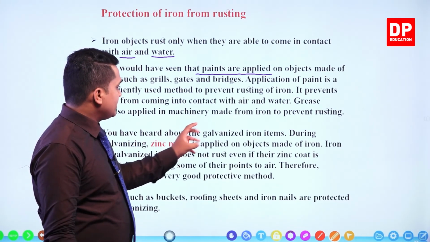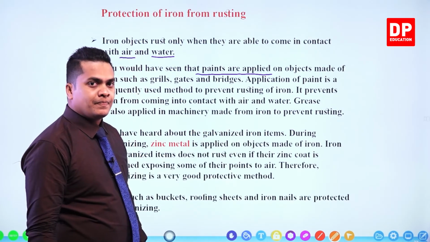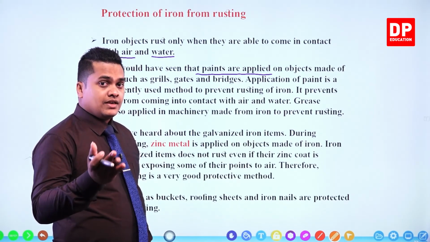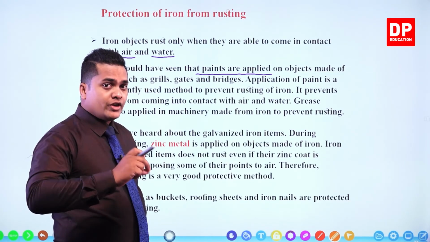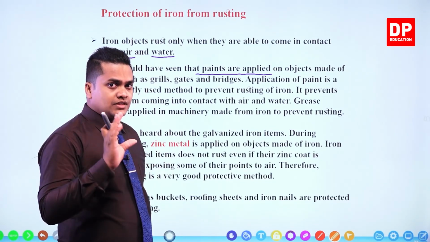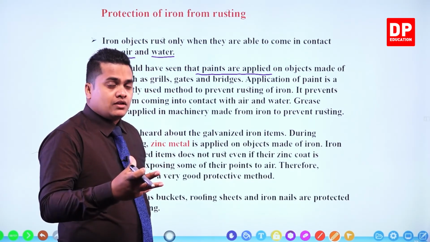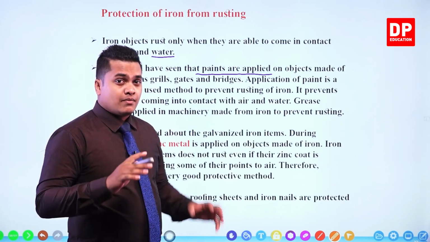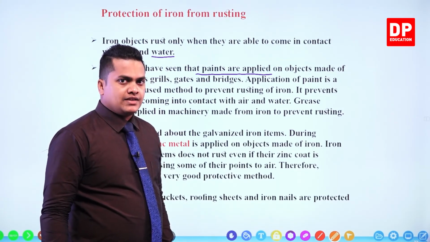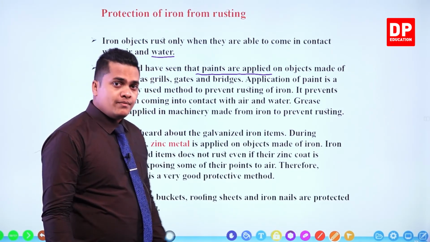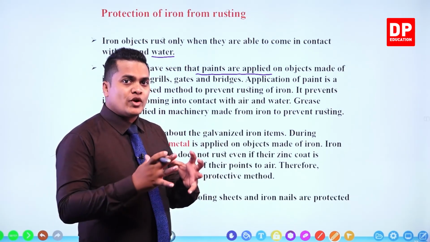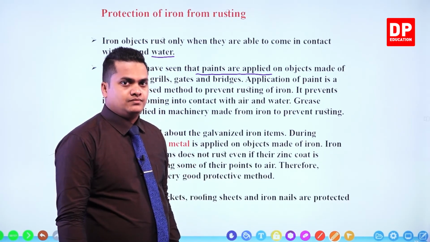You have heard about galvanized iron items. Now, the galvanizing process. Galvanizing means here we are going to coat, right? Here we are going to apply some kind of a strong metal rather than the iron, a more reactive, stronger metal on iron. When you apply a stronger metal, that metal is subjected to rust and the iron is going to be protected from rust, right?